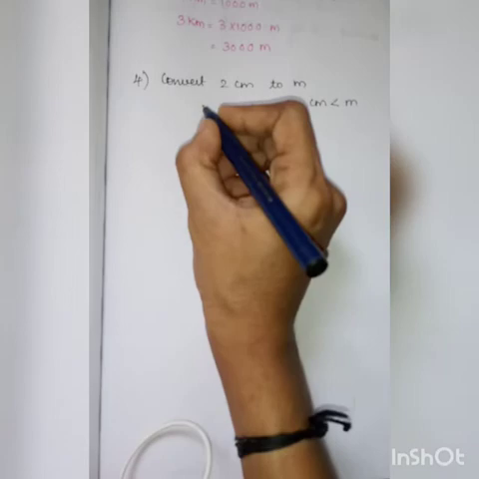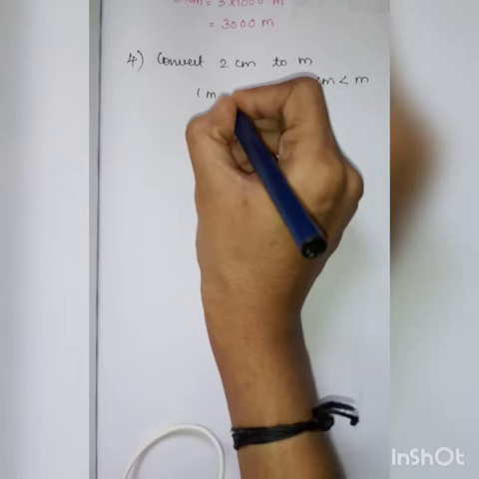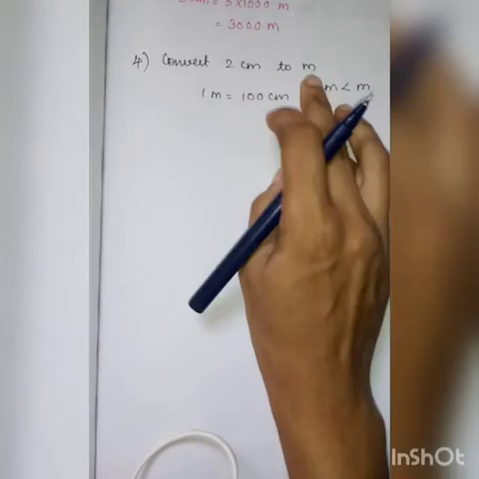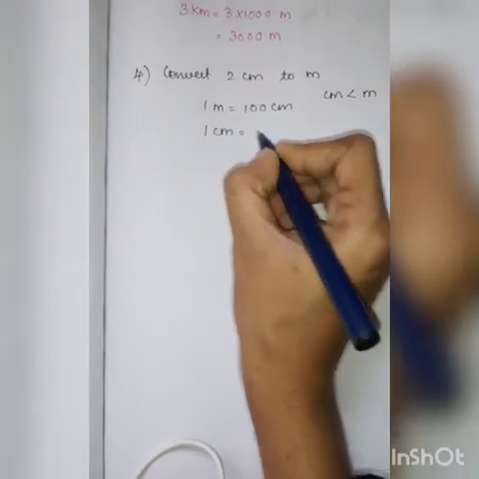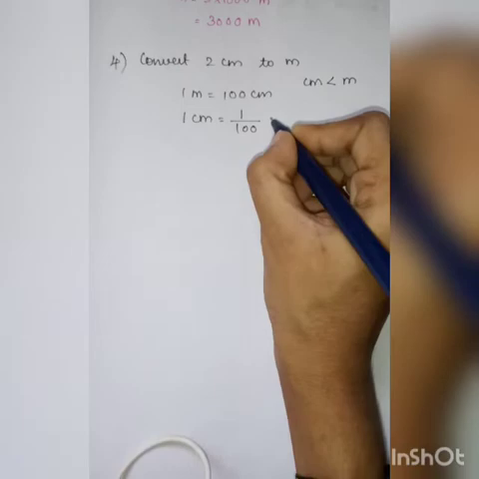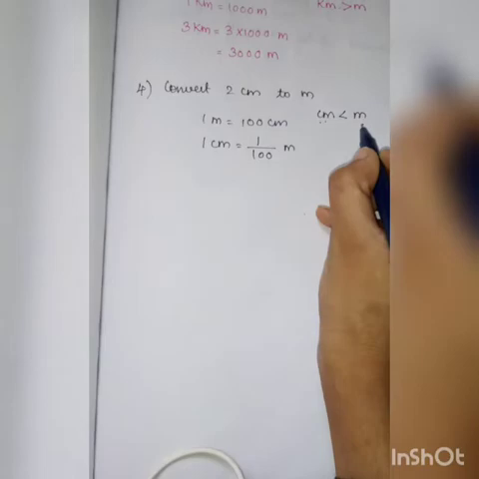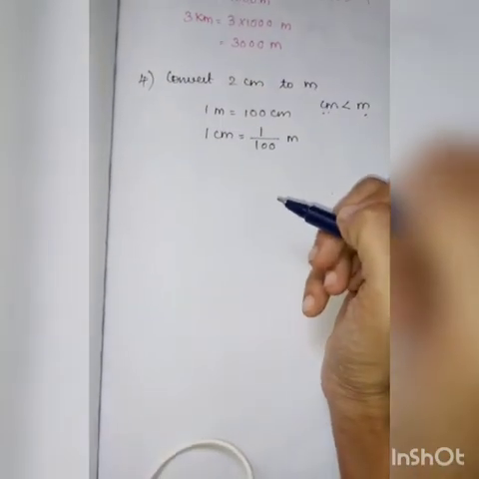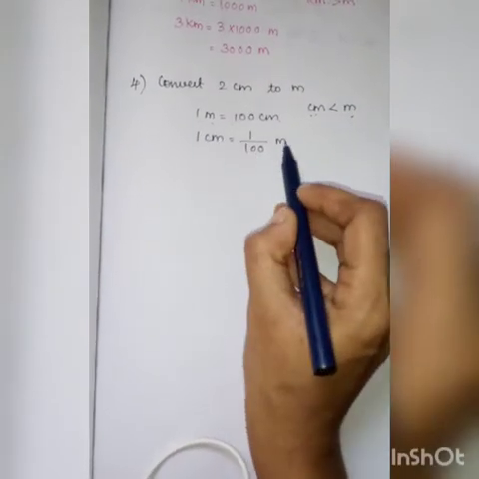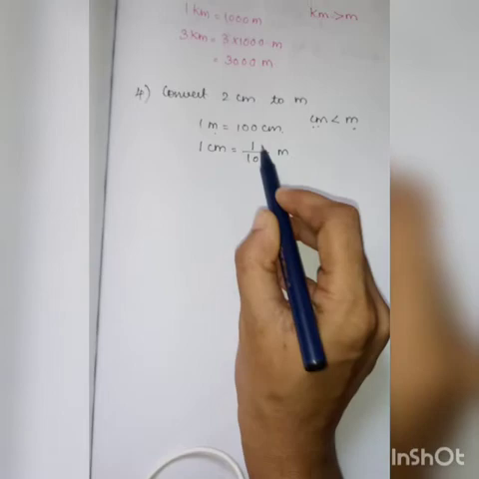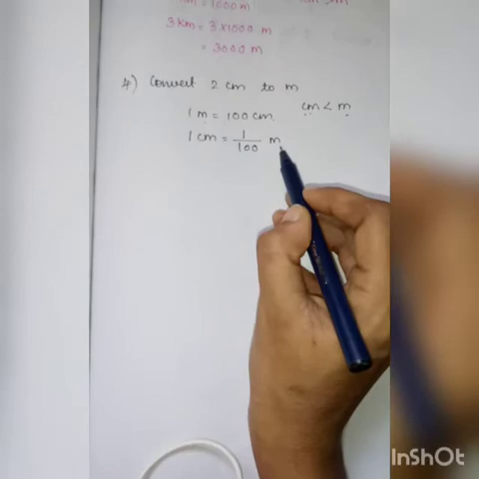So what is the formula related to centimeter and meter? 1 meter is equal to 100 centimeter. But what is your question? Centimeter to meter. So 1 centimeter is equal to 1 divided by 100 meter, because centimeter to meter, smaller to bigger, divide by 100. Understood?